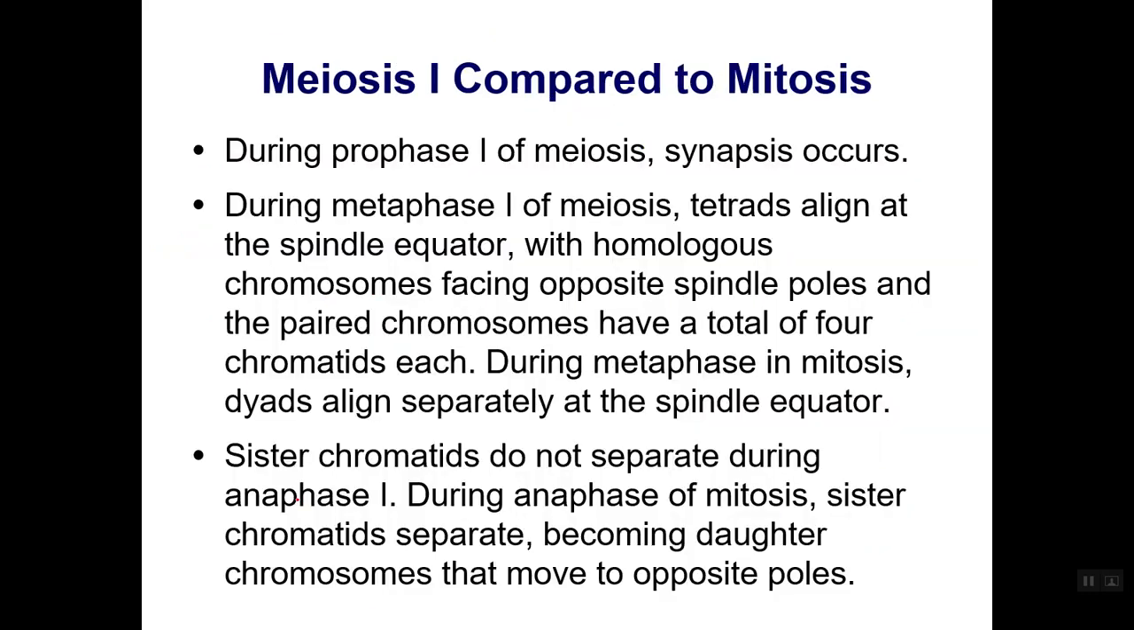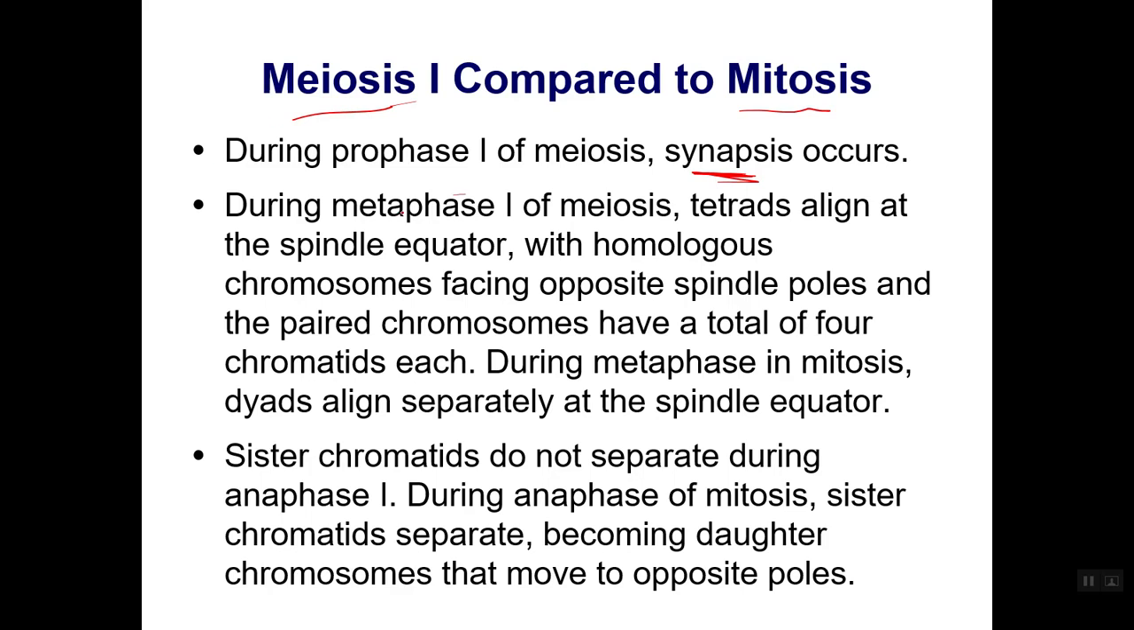All right, so a few more things that are different between mitosis and meiosis. This is comparing meiosis 1 to mitosis, because remember we said meiosis 2 is pretty much identical to mitosis. During prophase 1 of meiosis, synapsis occurs. That's where we have the pairing up of homologous chromosome pairs. We didn't see that in mitosis because there is no such thing as homologous chromosome pairs in mitosis. They had just sister chromatids.